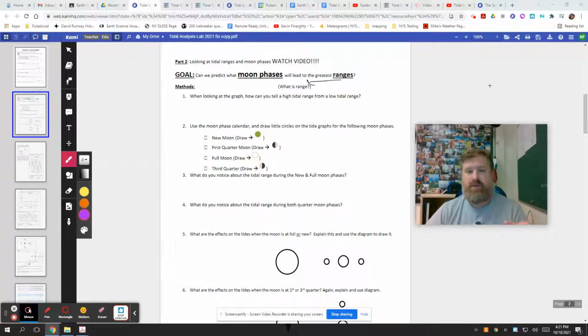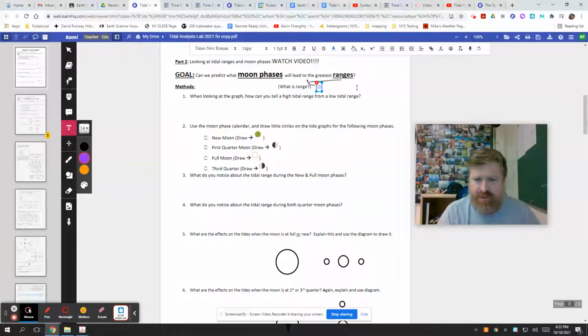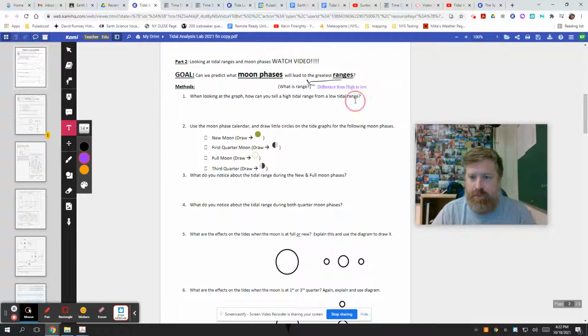There's times where how high a value is doesn't really matter so much. How low a value is doesn't really matter so much. What matters is the difference from high to low. And that's what range really is. Let's write that in there. Difference from high to low.